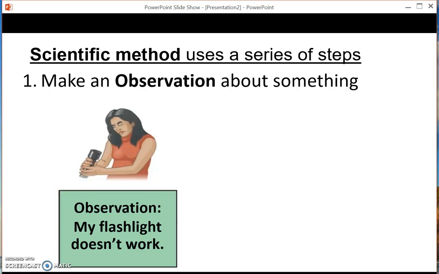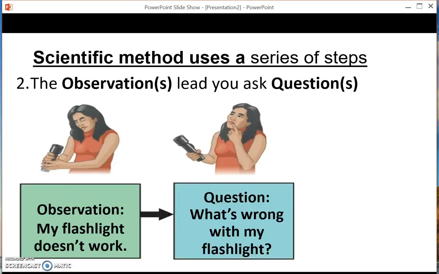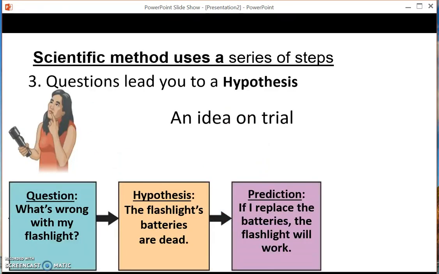And so those observations are going to lead you to ask a question. So again, if we look at this example, my flashlight doesn't work. And that's where you scratch your head and you say, I wonder what's wrong with my flashlight. And if we think about this scientific method, this is what scientists are doing all the time. They're looking at something and making an observation that is causing them to ask a question about what's going on with this.